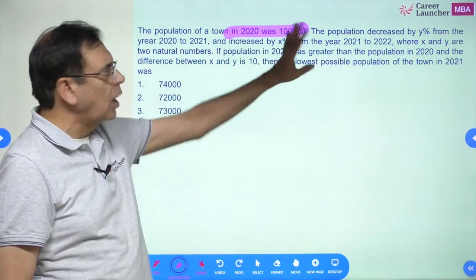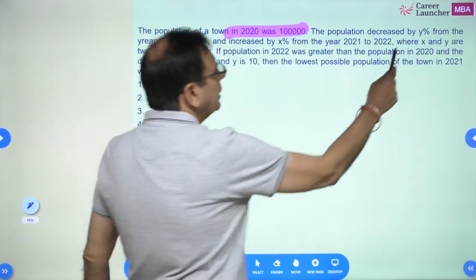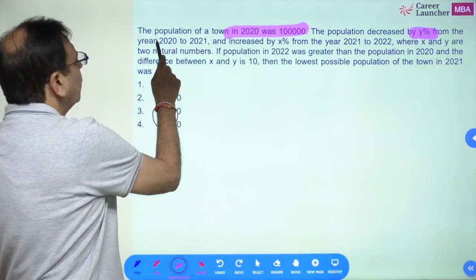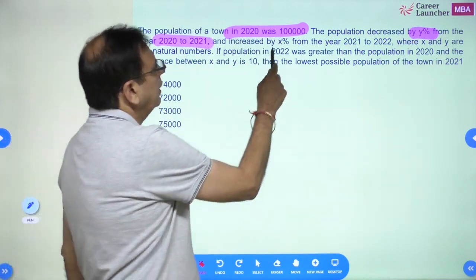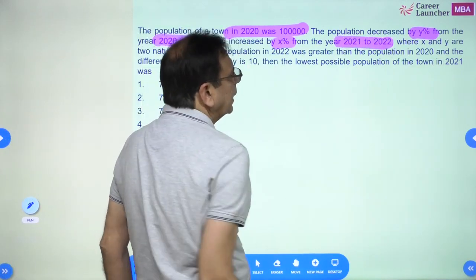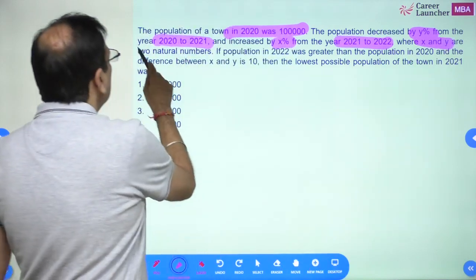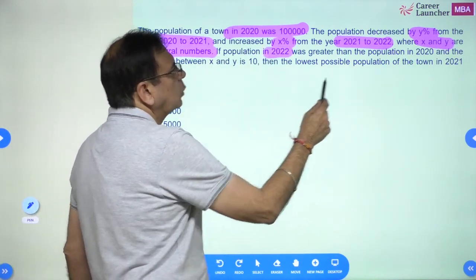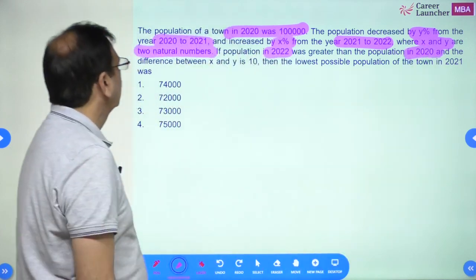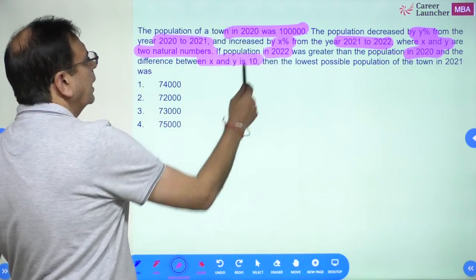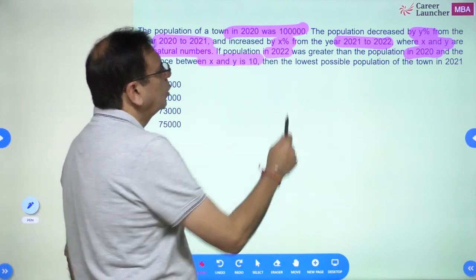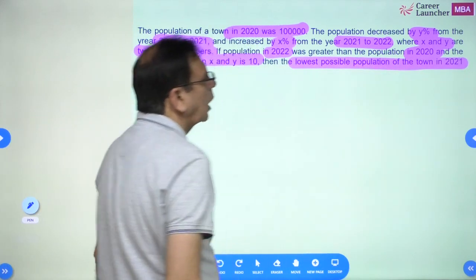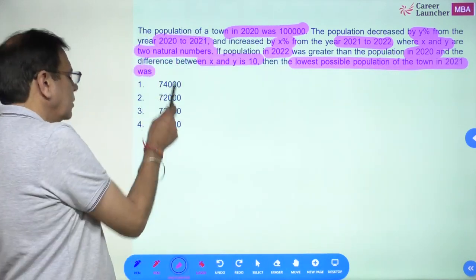Question 9, population of a town in 2020 was 100,000. Okay, population decreases by y% from 2020 to 2021, increases by x% from 2021 to 2022, where x and y are two natural numbers. If the population in 2022 was greater than the population of 2020 and the difference between x and y is 10, then the lowest possible population for the town in 2021 was how much?